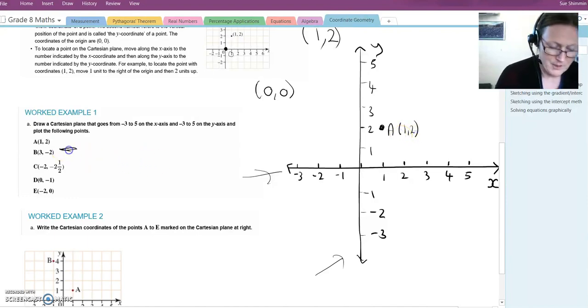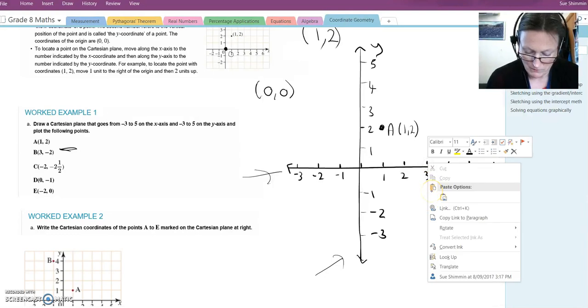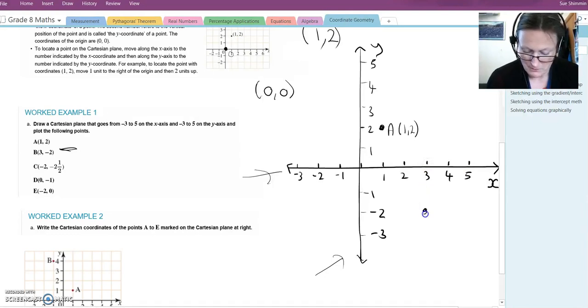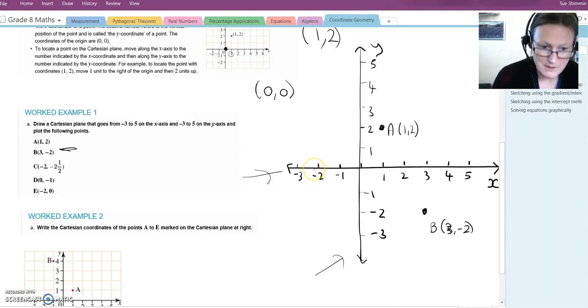Point B, x is 3, so I'll go across to where x is 3, and y is -2. So I go down to where y is -2. That's where I put my dot for point B: (3, -2). Point C, x is -2, so I go across to where x is -2, and then I go down to where y is -2.5. So there is my point C. Much easier to do if you've got graph paper.